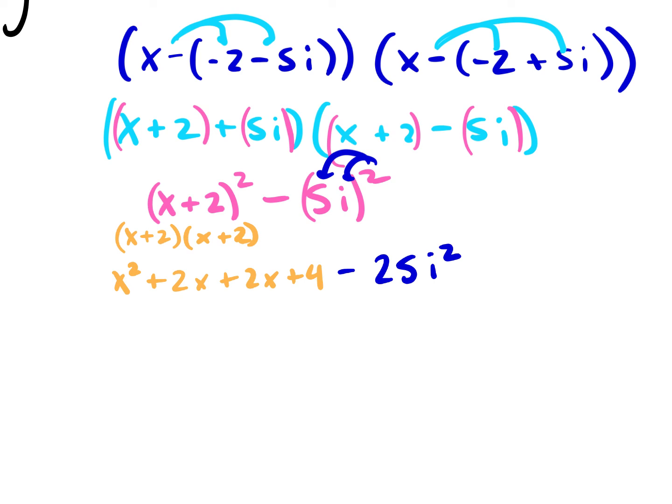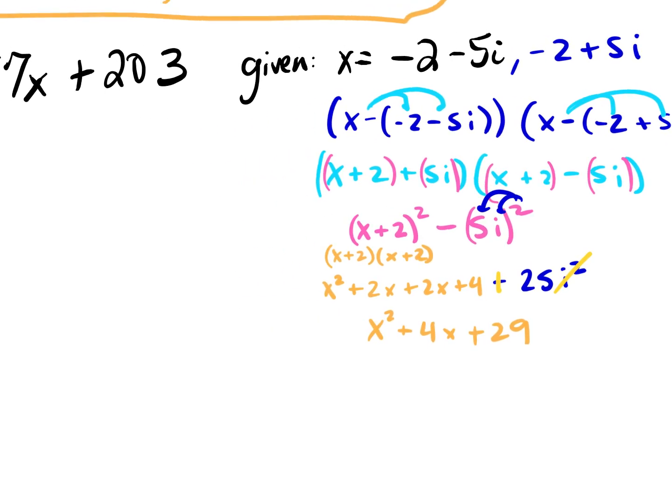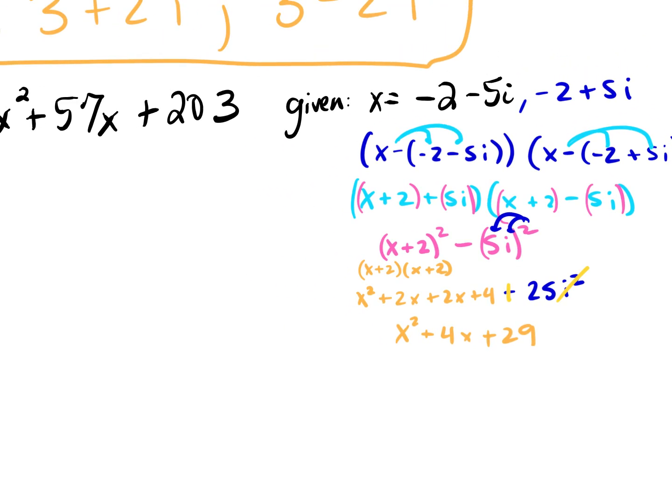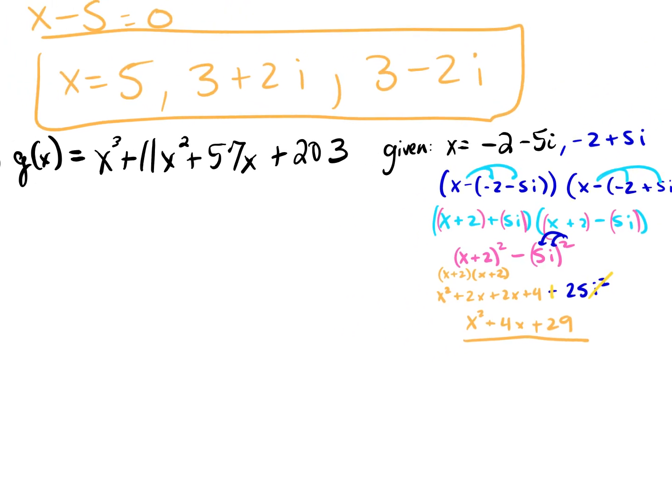And what does i squared turn into? Negative 1, so that becomes a plus 25. And then the last step here is we can combine our like terms. So I have x squared plus 4x plus 29. So this is a factor of the polynomial that was given.